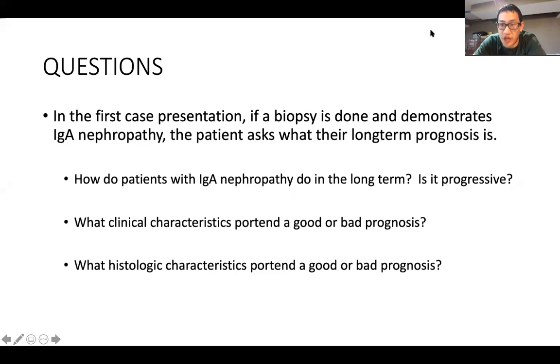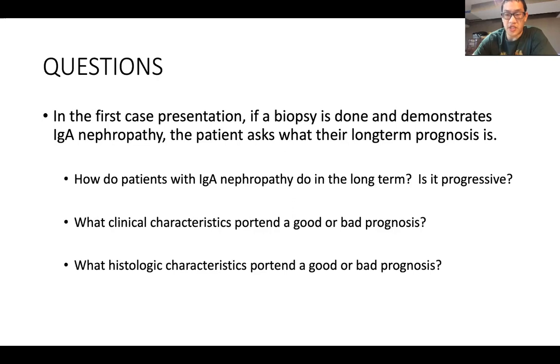All right, let me look at the chat here. Sana says slow progression. Slow meaning what? Years, decades? What do you think? Okay, years. And then what clinical characteristics would tell you if a patient's going to do well or poorly? Okay, so Anish says proteinuria more than a gram. That's a good one. This patient had pretty low level proteinuria, so that's good. Any other clinical characteristics?